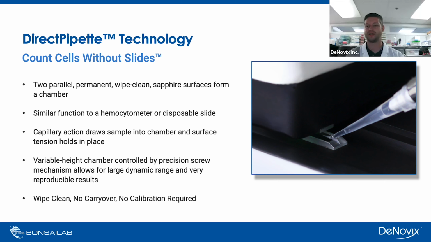Like if it's not dense enough to get an accurate count, load more cells and get a statistically more accurate count. That precision screw mechanism also allows us to automatically recalibrate the CellDrop. If there's any kind of issue, all you have to do is turn it off and turn it back on, and it will auto recalibrate itself.